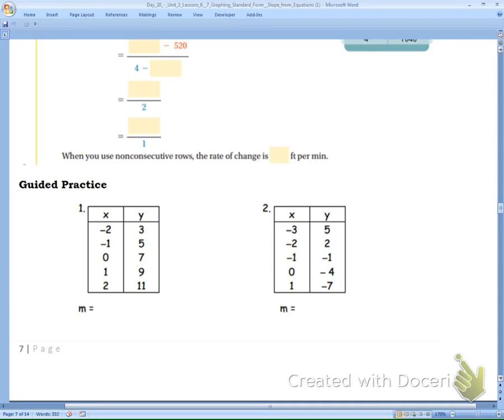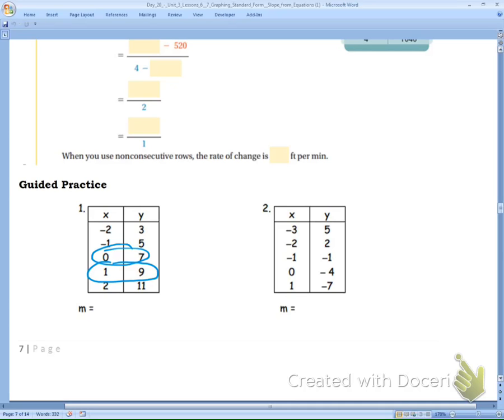Alright, you're either ready to check or you were lost and you just want to push play to see how to do one of them. Either way is fine. To find the slope from a table, you just need to pick 2 ordered pairs from the table. It doesn't matter which one you choose. I'm just going to pick 2 right here. It does make it easier when you use the smaller numbers or positive numbers sometimes. So I'm going to try those 2.